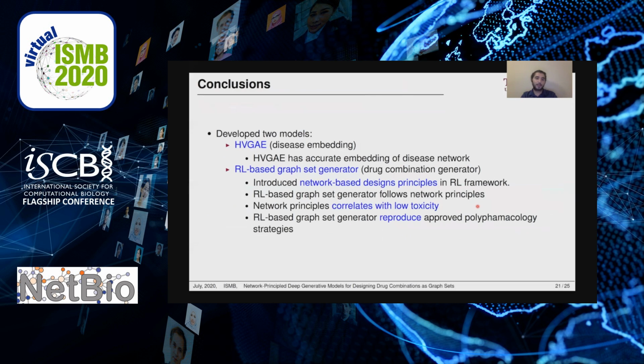In conclusion, we have developed two models, HVGA and an RL-based graph set generator. In the HVGA, we have shown that it has an accurate embedding of the disease network. For the RL model, we have introduced a network-based design principle in RL. We have shown that our model follows the network principle, it correlates with low toxicity, and we can reproduce the approved pharmacology strategies.